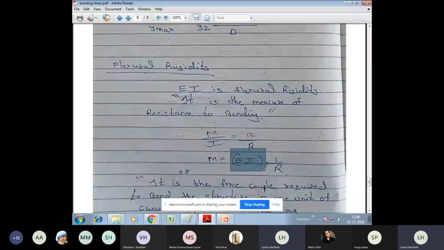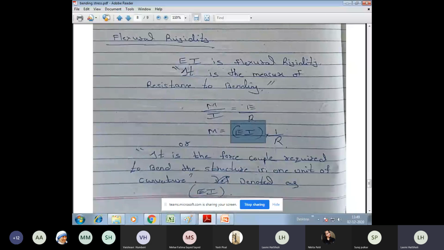So E into I is flexural rigidity, which is defined as the force couple required to bend the structure in 1 unit of curvature. Observe this carefully. It is the force couple required in the sense that, if you want to know what E into I means, you should know how much moment is applied and how much R is applied. Let's say that M is 1 unit and R is also 1 unit. It can be any unit; let's say it is 1 unit.